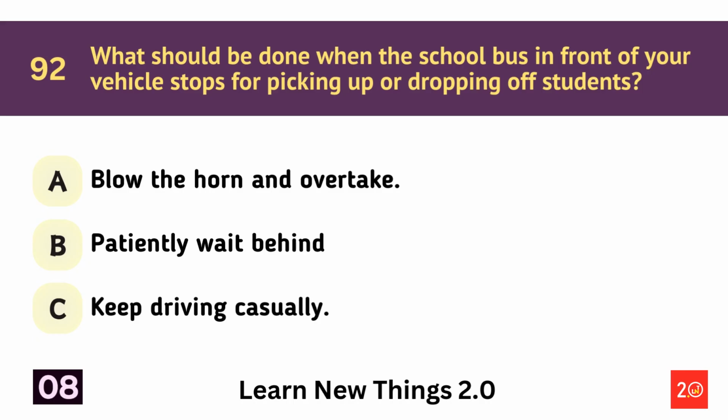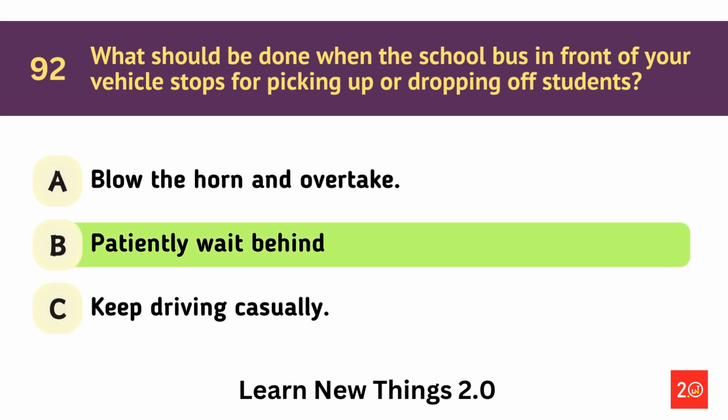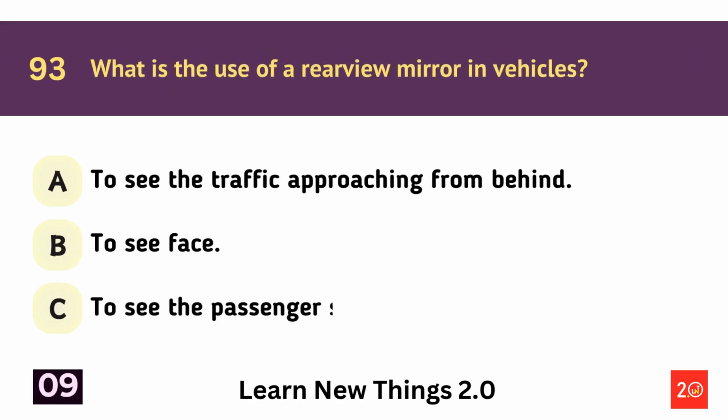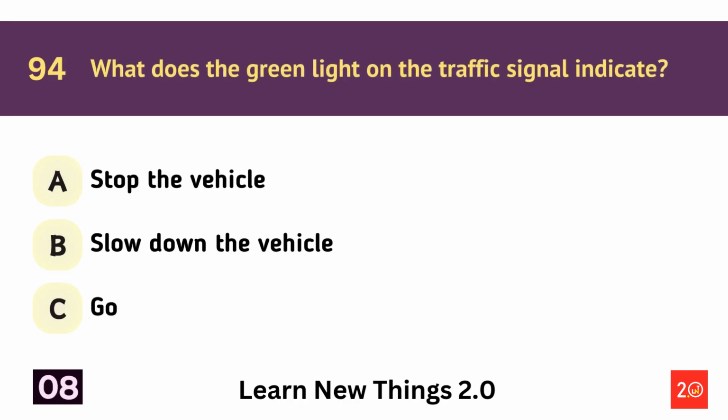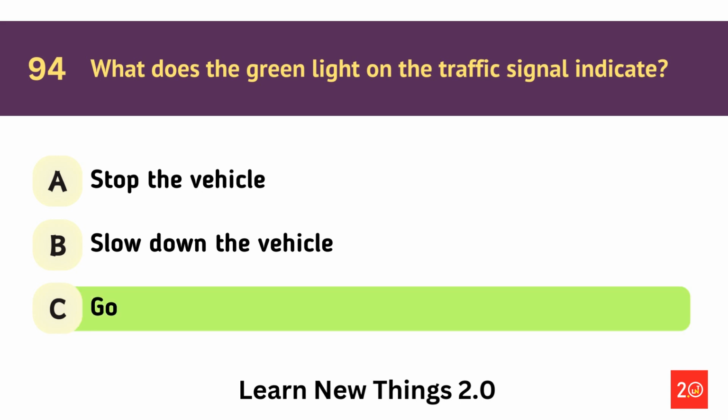What should be done when the school bus in front of your vehicle stops for picking up or dropping off students? Patiently wait behind. What is the use of a rear view mirror in vehicles? To see the traffic approaching from behind. What does the green light on the traffic signal indicate? Go.